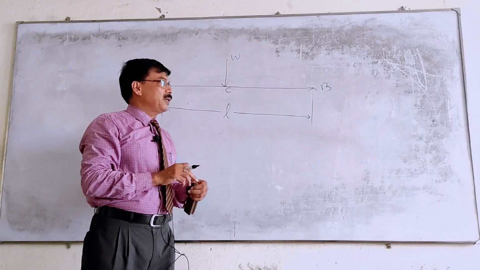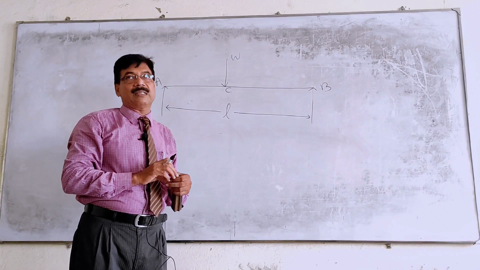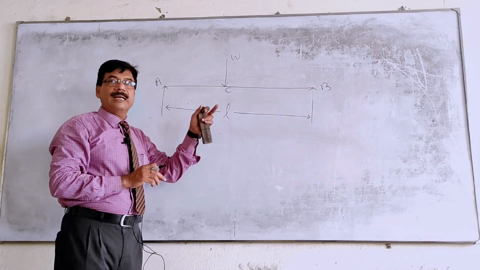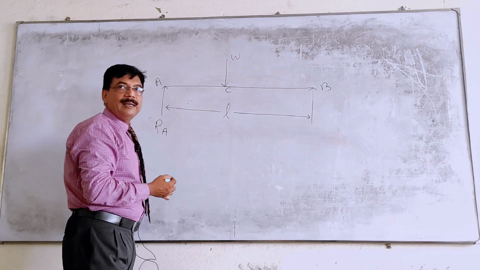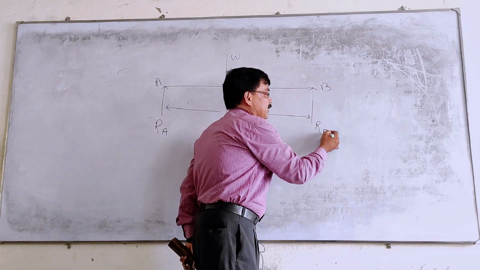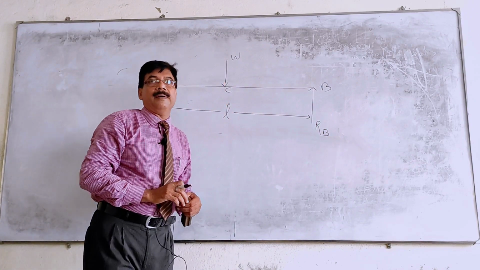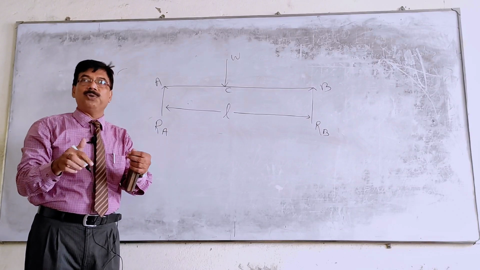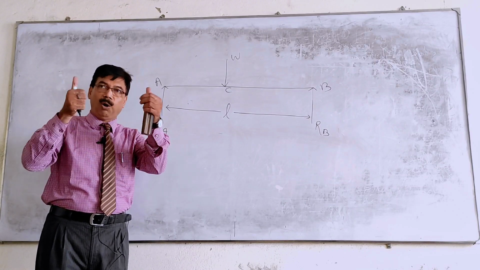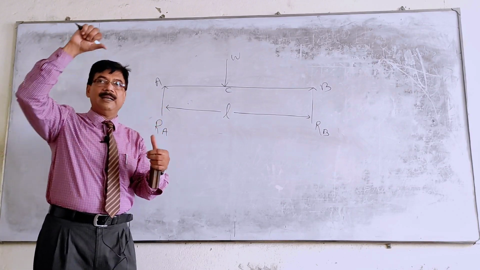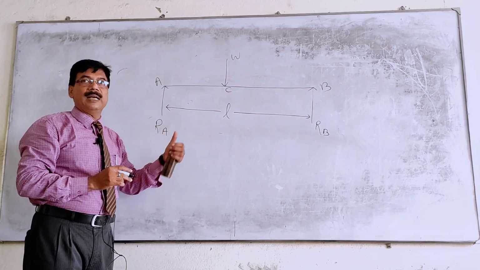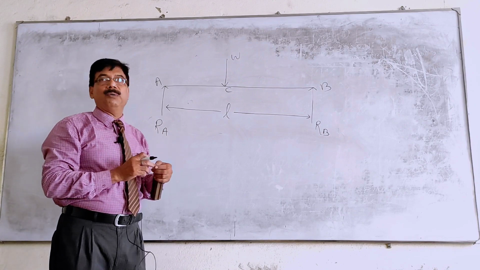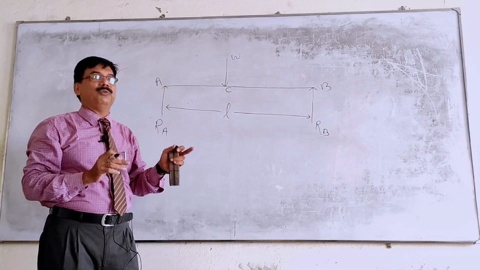So the procedure is, first of all we have to find out the reaction at A and the reaction at B. So let us consider the reaction at A is RA and the reaction at B is RB. Reaction means the support force which acts vertically upward, while the load acts vertically downward. So how can we find out RA and RB?